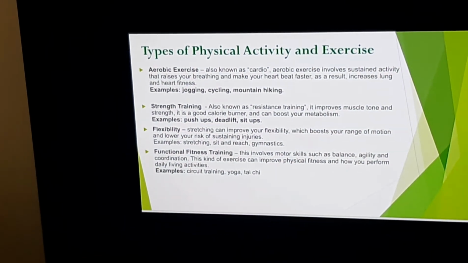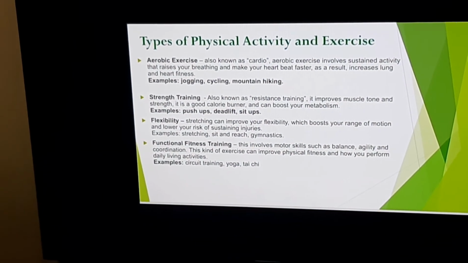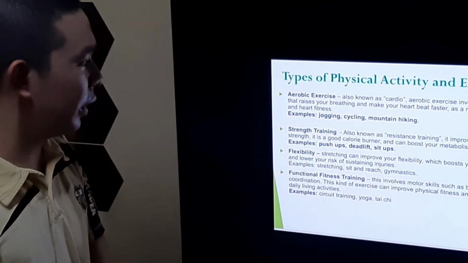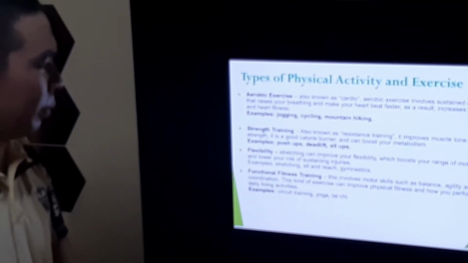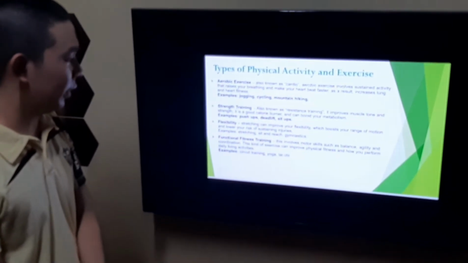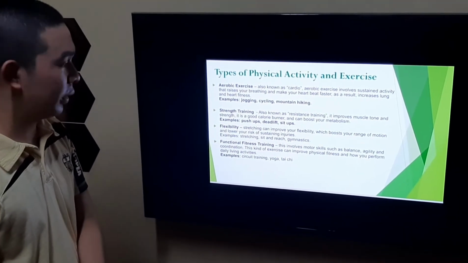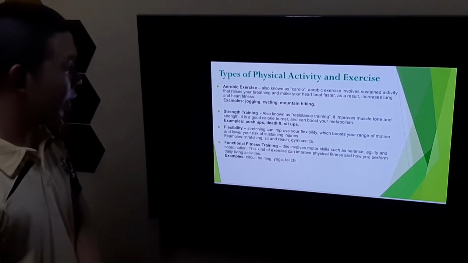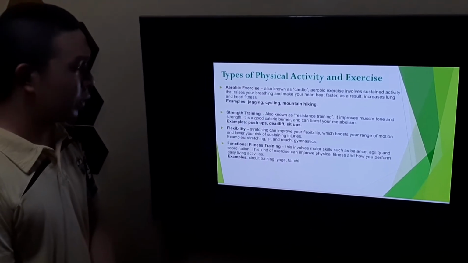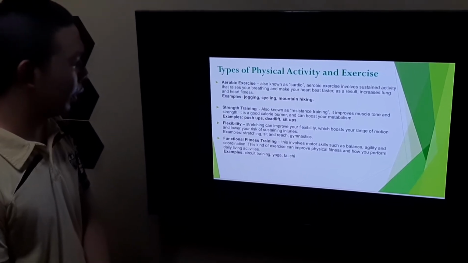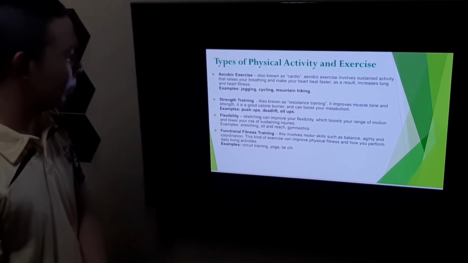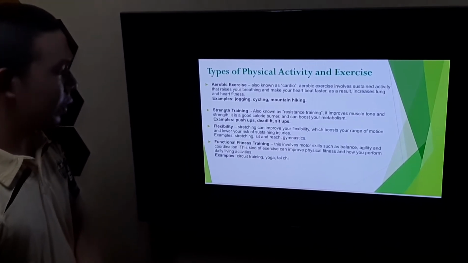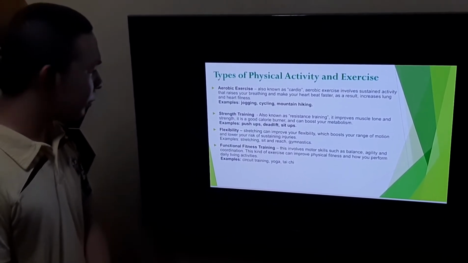Second is strength training, also known as resistance training. It improves muscle tone and strength. It is a good calorie burner and can boost your metabolism. Examples of this are push-ups, deadlift, sit-ups. Flexibility. Stretching can improve your flexibility, which boosts your range of motion and lowers your risk of sustaining injuries. Examples are stretching, sit and reach, and gymnastics.